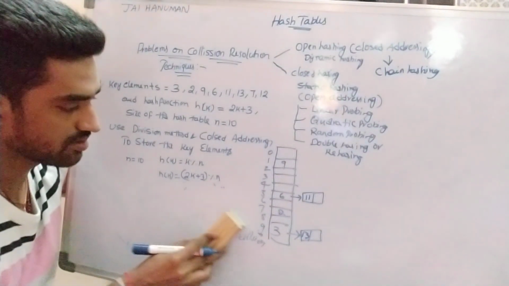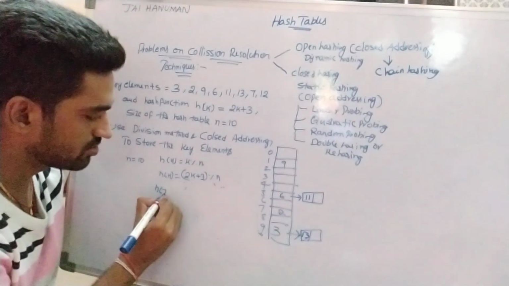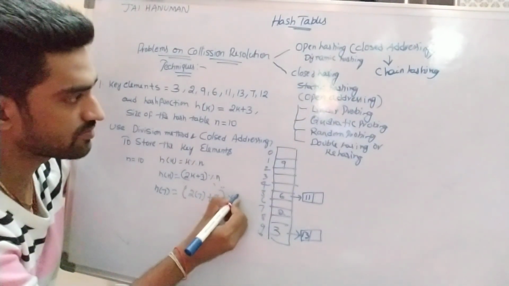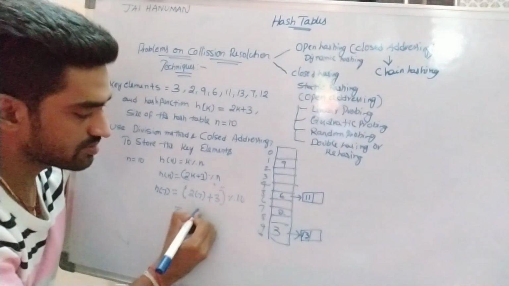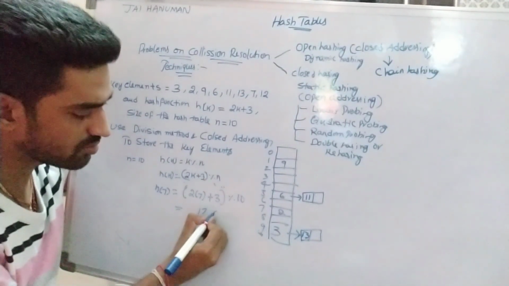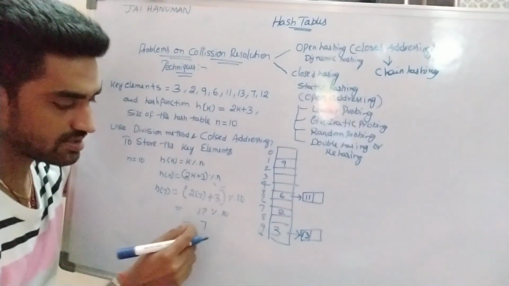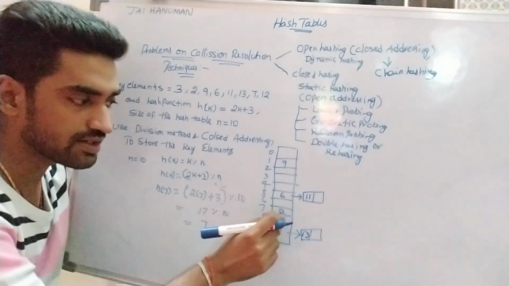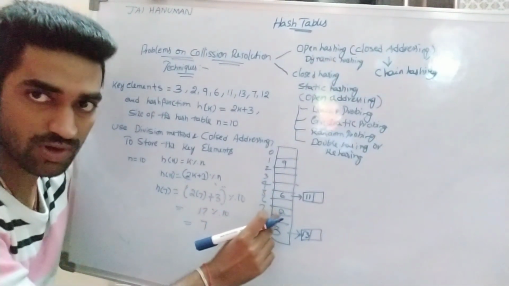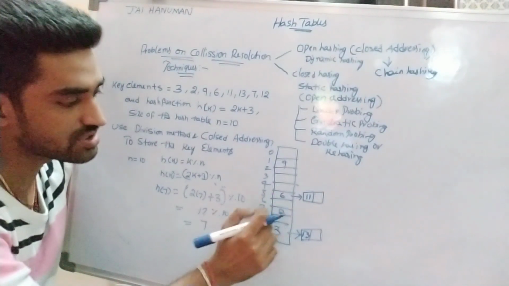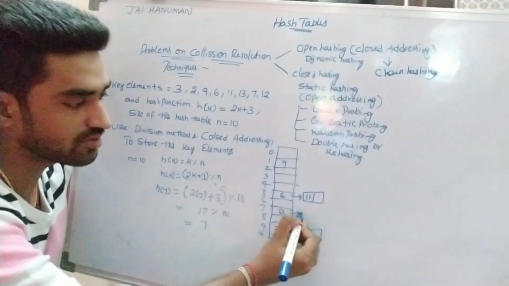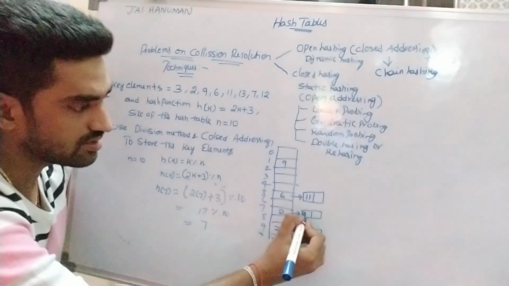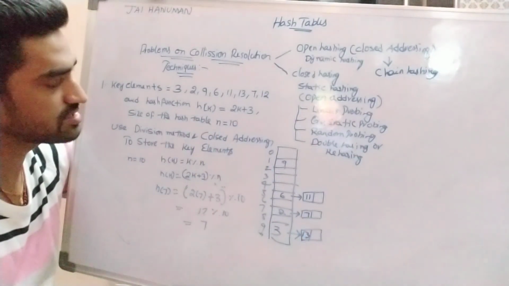H of 7. H of 7 is equal to 2 into 7 plus 3 modulo division of 10. 14, 17. Right? So 17 modulo division of 10, 7. So at 7th position, we are inserting key element 7. But 7th position is already occupied by key element 2. So that's why collision is occurred. That's why here at 7th position I am creating linked list with the help of nodes. Here I am creating one node, and in that node I am placing key element 7. Right?